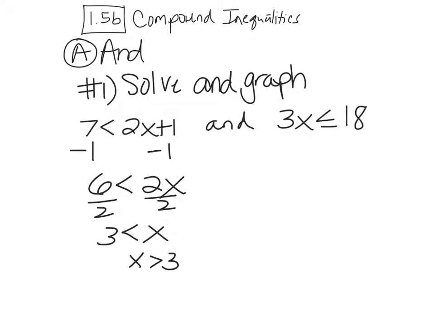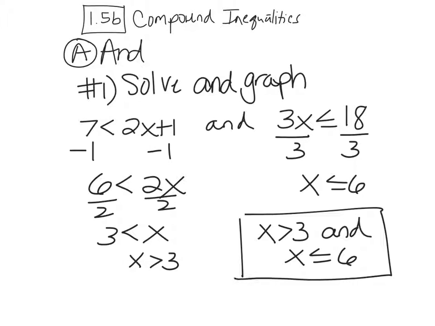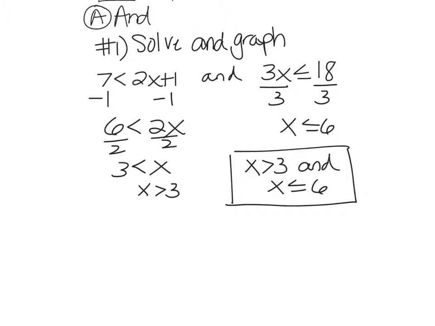So first of all, you're finding numbers that are bigger than 3. Now let's see what the rest of it says. Divide by 3 over here. X is less than or equal to 6. So my answer is going to be x is greater than 3 and x is less than or equal to 6. So you just solve them separately. It's like solving 2 separate problems, but it's really all together in one problem.